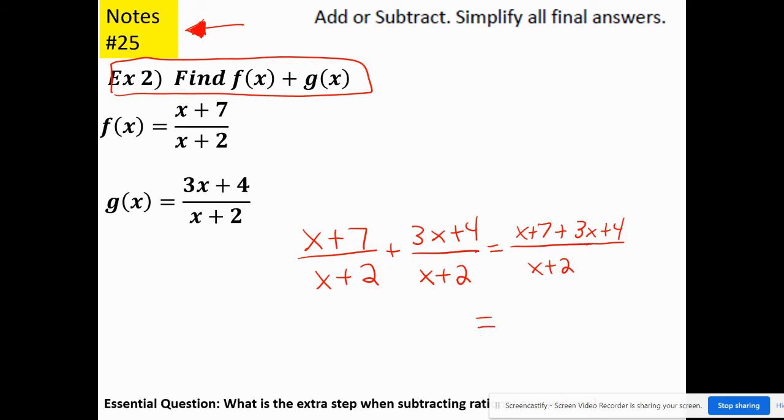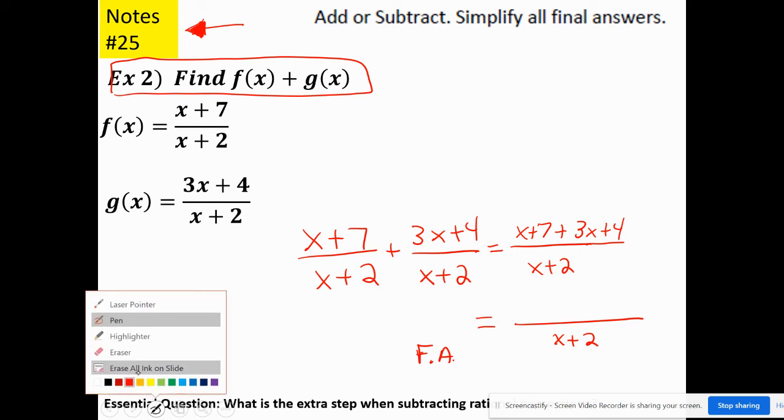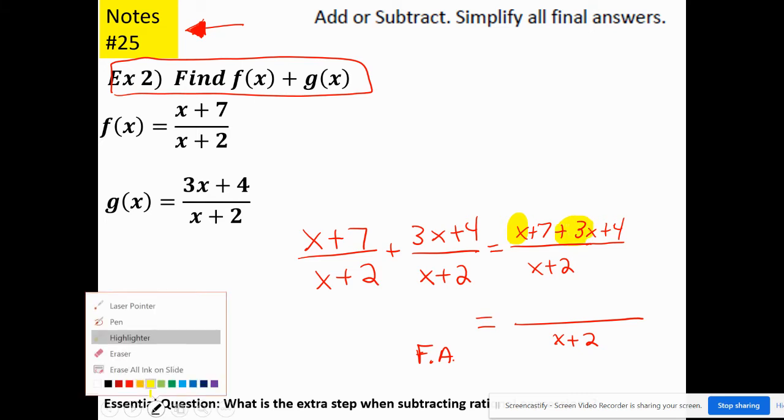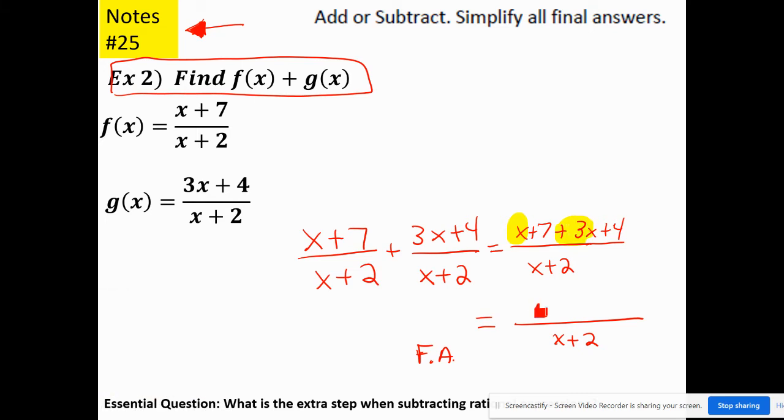Now let's actually combine the terms. So let's get our final answer started up. So we're going to put x plus 2 down here. Now remember, there's a hidden 1 on that x. Let me grab my highlighter. So we're going to add up x and 3x. That would be a total of 4x.